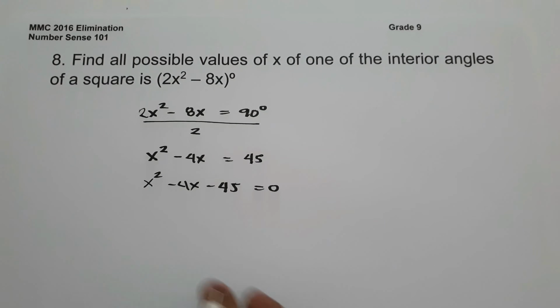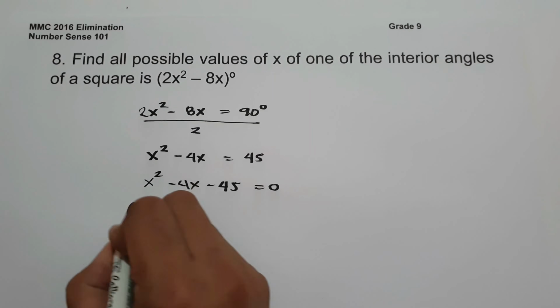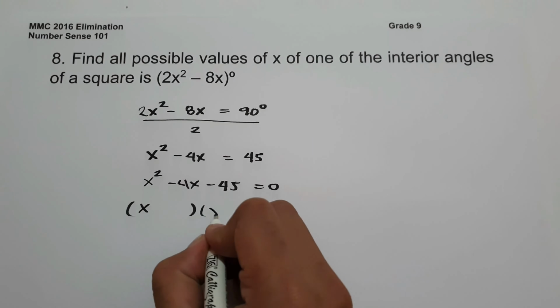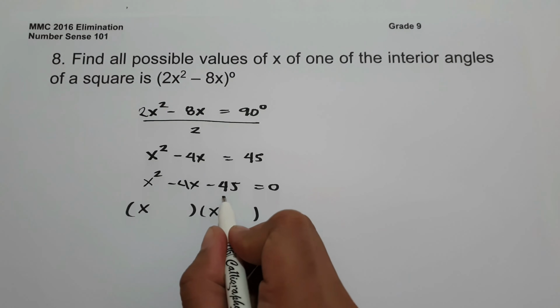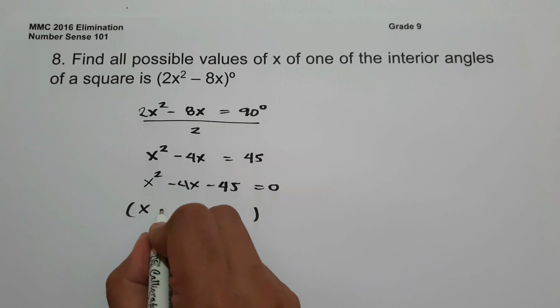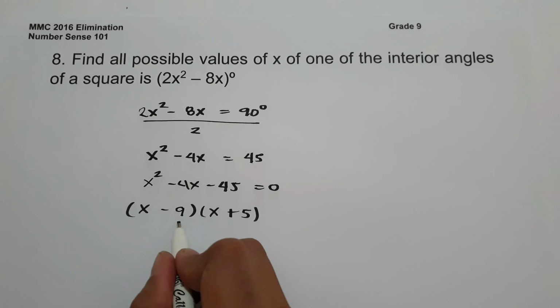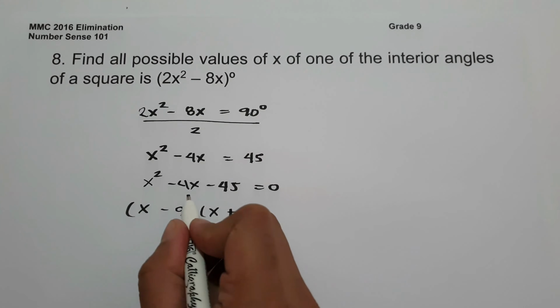So let us find the factors of x squared minus 4x minus 45 equals 0. So let us have the factors of x squared, that is x and x. And what are the two numbers that, if we multiply, we get negative 45, and if we add, we get negative 4? And that is negative 9 and positive 5. Negative 9 times 5 is negative 45. Negative 9 plus 5 is negative 4.